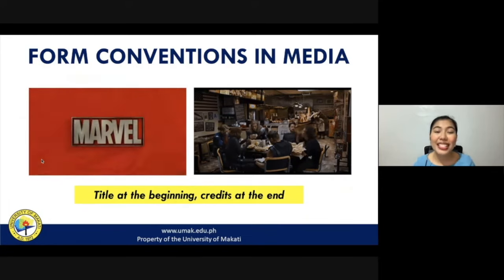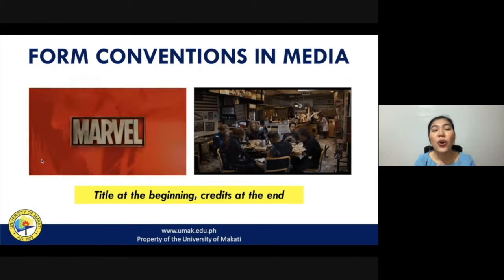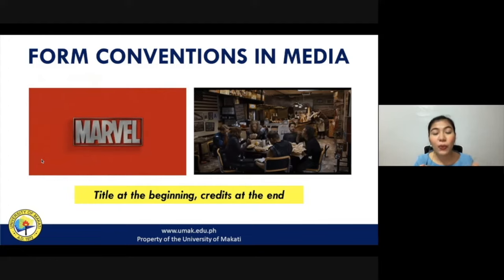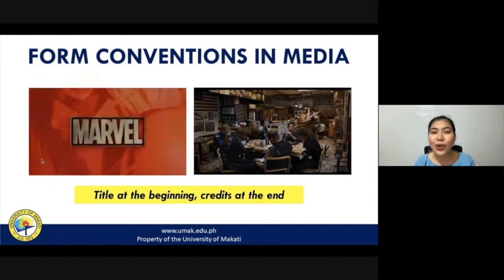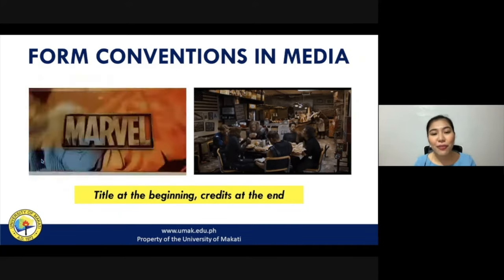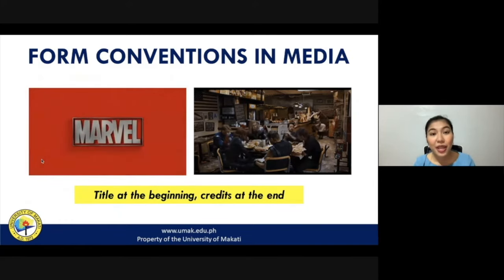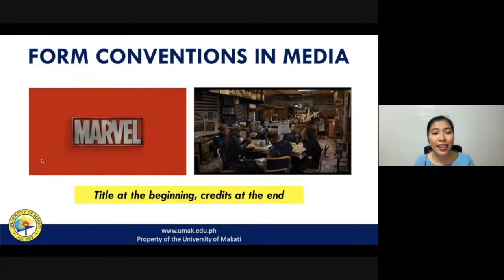You would notice that when you are watching movies, more often than not, it will already present to you the title of the movie at the very beginning, even before the story has actually started. And then usually towards the end of the movie, this is where you could see the credits, or who worked on the movie, who are the actors, what characters are they playing, and so on and so forth.